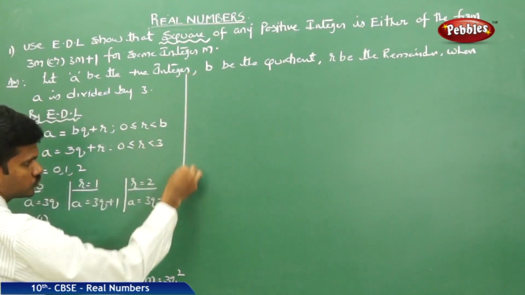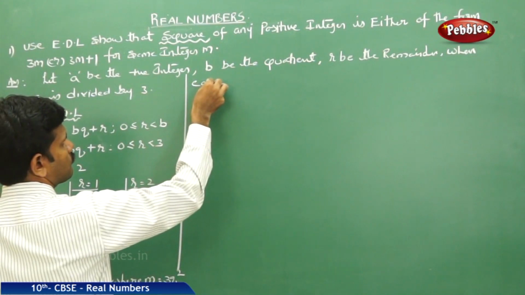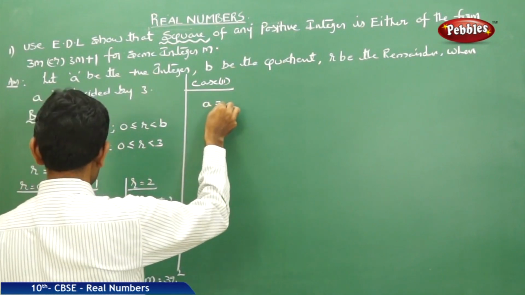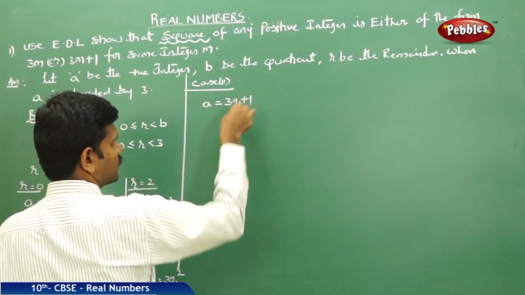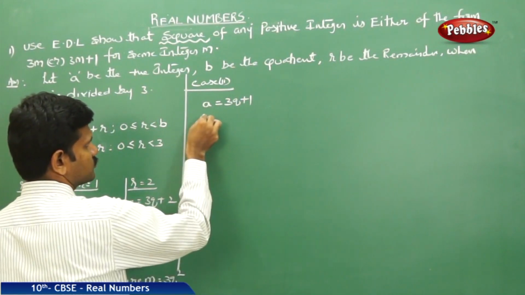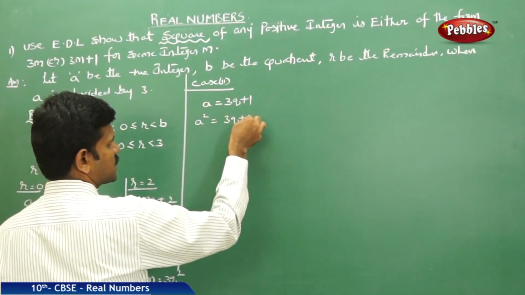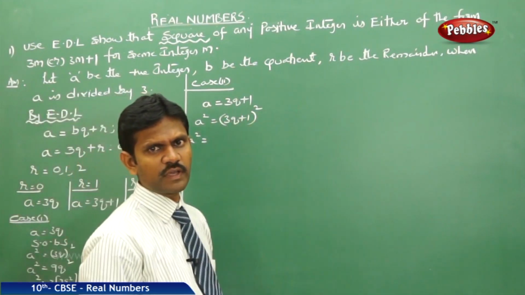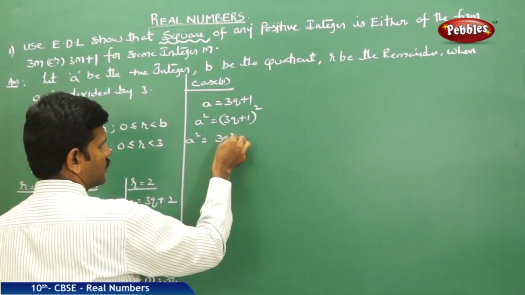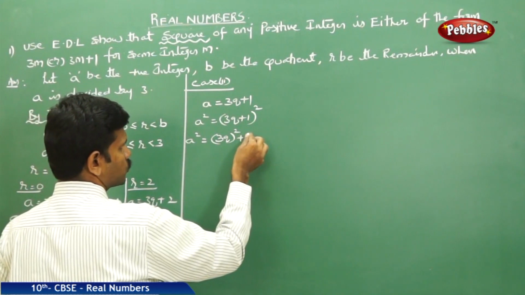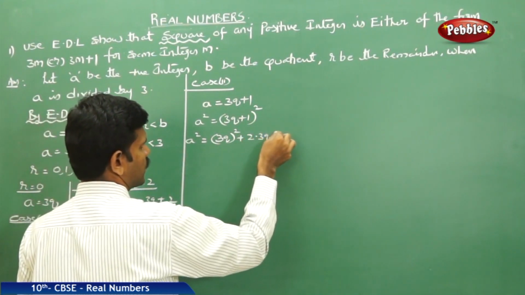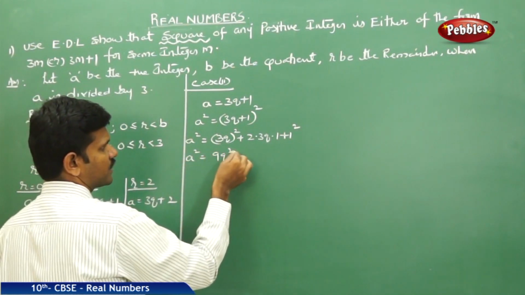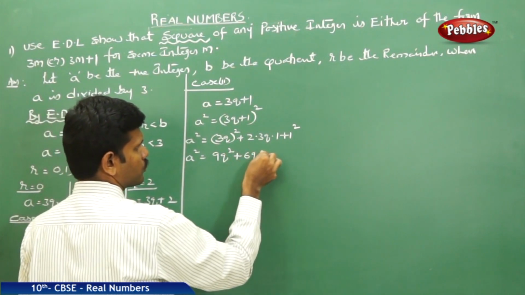Now come to the case 2. A is equal to 3q plus 1. Now squaring on both sides. A square is equal to 3q plus 1 whole square. You can write as a plus b whole square, that is a square plus 2ab plus b square: 2 into 3q into 1 plus 1 square. That is A square is equal to 9q square plus 6q plus 1.